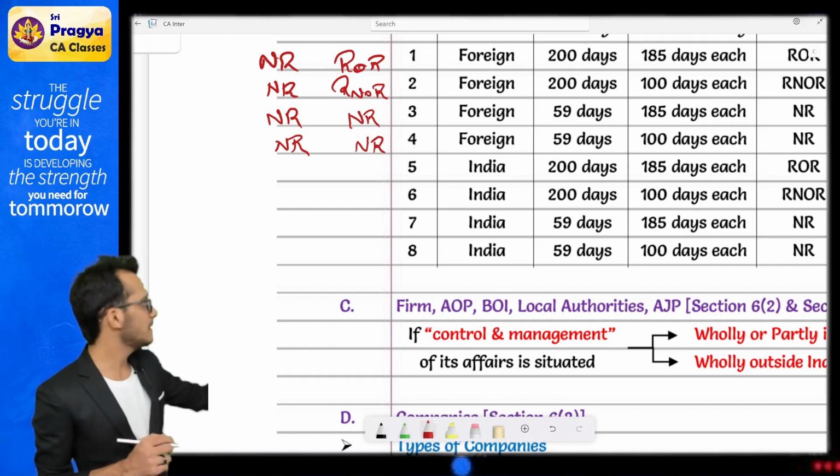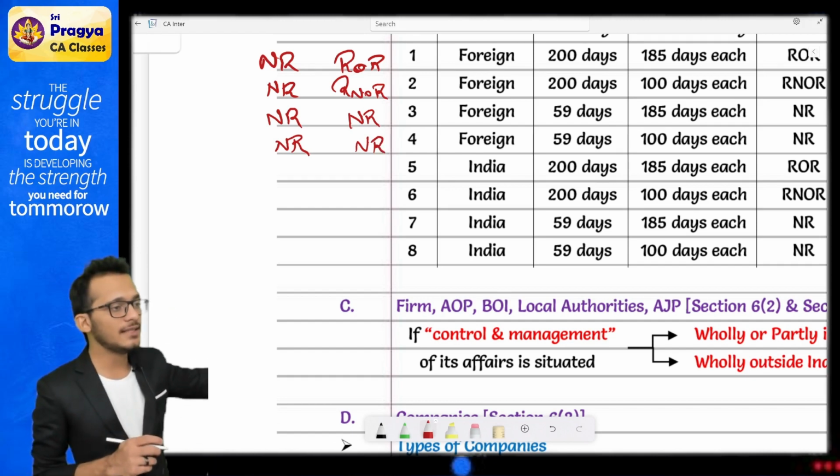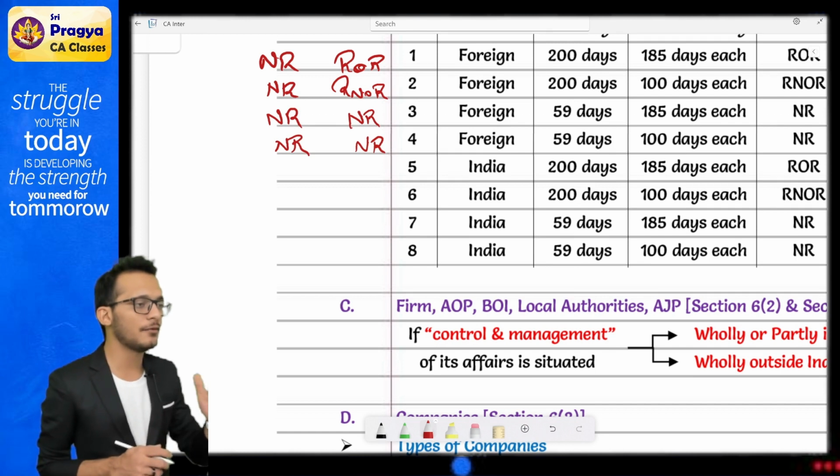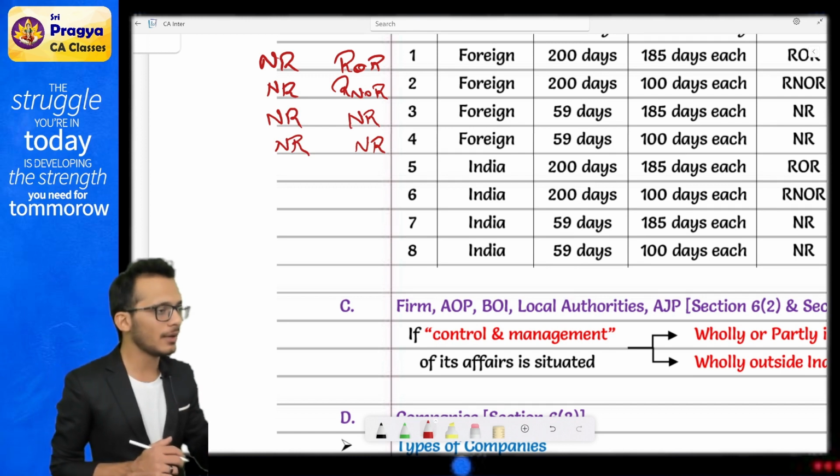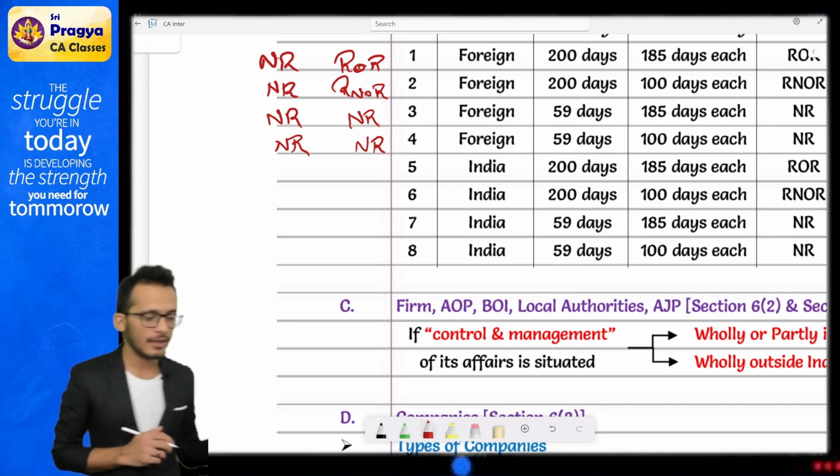Rahul, in the earlier example, it was 185 days each. Now in this example, it is 100 days each. Does it make a difference? No, because NR, it doesn't matter. NR, it doesn't matter.